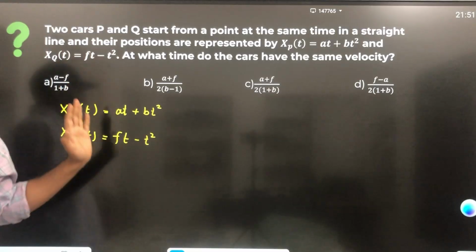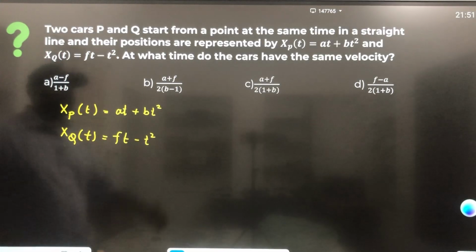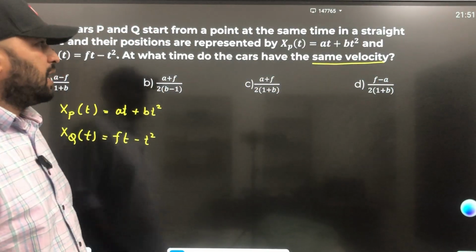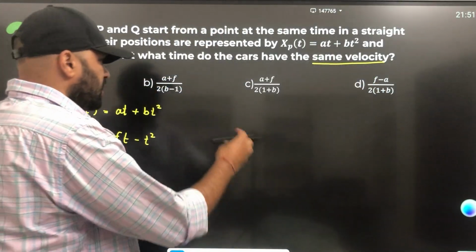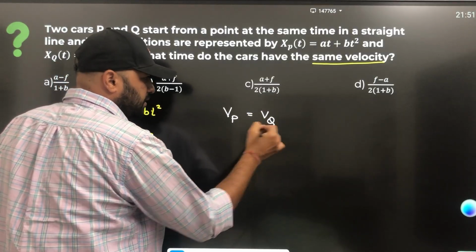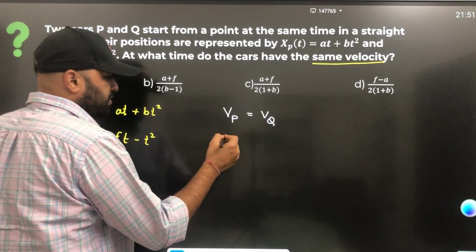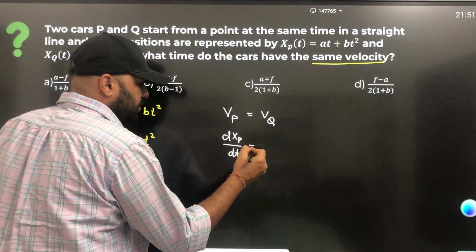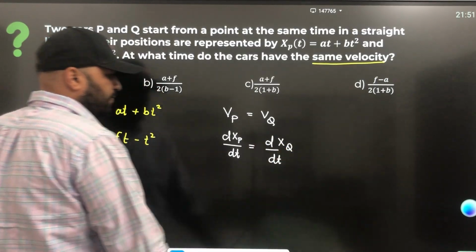Okay, because they are starting at the same time from the same point and moving in a straight line, right? At what time do the cars have the same velocity? We have to figure out the time at which both cars will have the same velocity. Same velocity means Vp must equal Vq in this case, right? If Vp equals Vq, we simply differentiate: dxp/dt must equal d/dt of xq, correct?